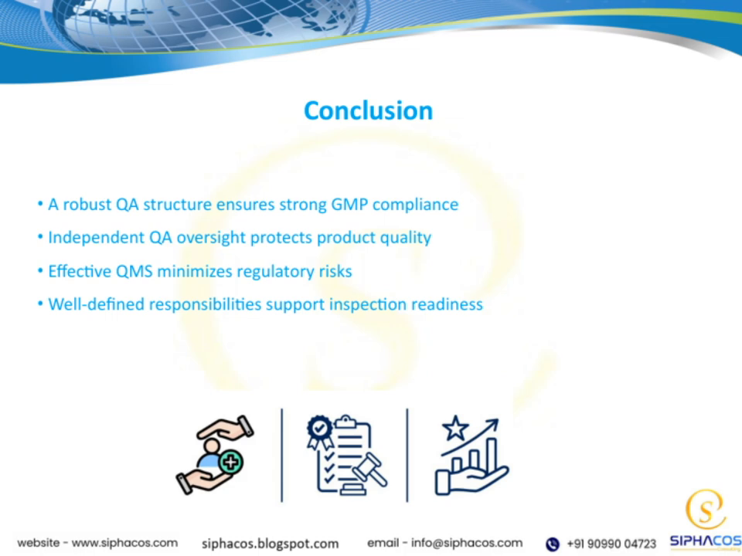An effective quality management system, or QMS, helps us minimize regulatory risks by systematically identifying potential issues before they become problems. And of course, having well-defined responsibilities across the team ensures everyone knows their role, which is key to being prepared for inspections and audits. In summary, these elements come together to form a comprehensive framework that supports quality, safety, and compliance throughout our operations. This is essential not just for passing inspections, but for building trust with our customers and regulators alike.